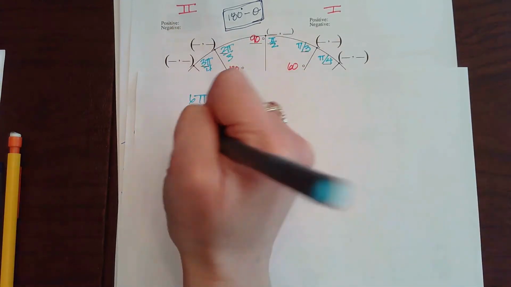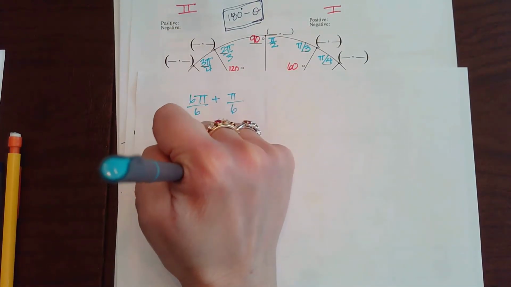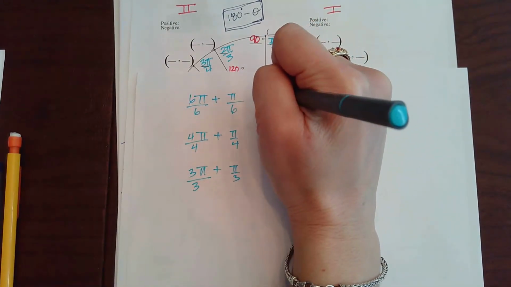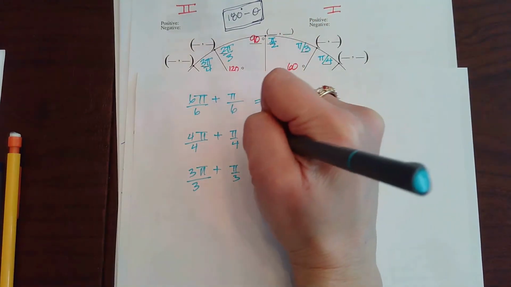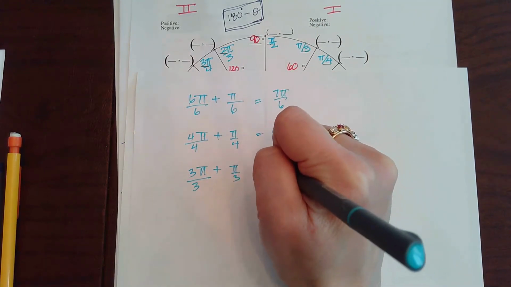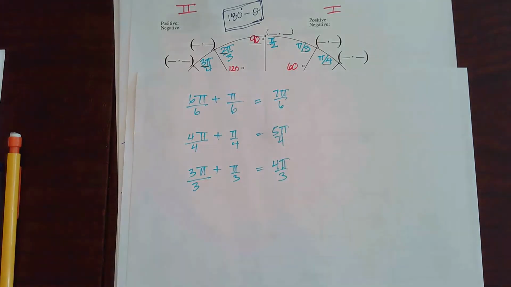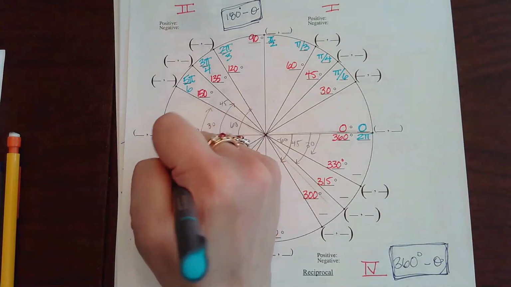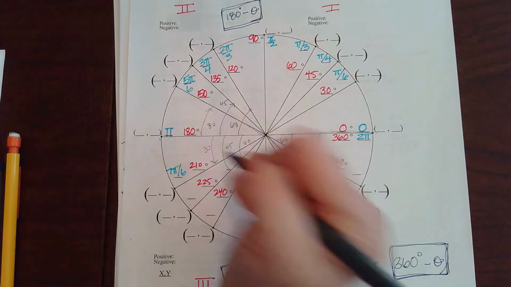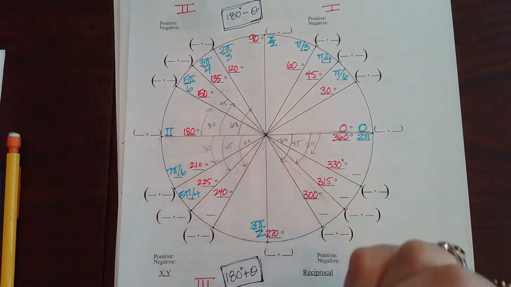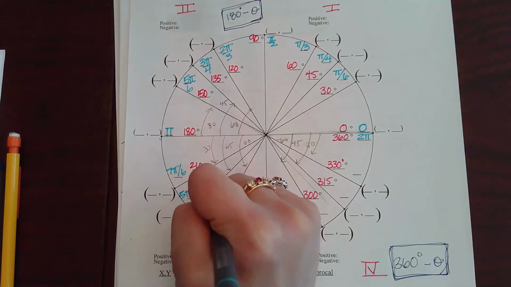Again, I'm going to make these common denominators because I can. And so I get 7 pi over 6, this would be 5 pi over 4, and this would be 4 pi over 3. So in quadrant 3, I would get 7 pi over 6. Again, notice the denominator is 6. This would be 5 pi over 4, and then 4 pi over 3.